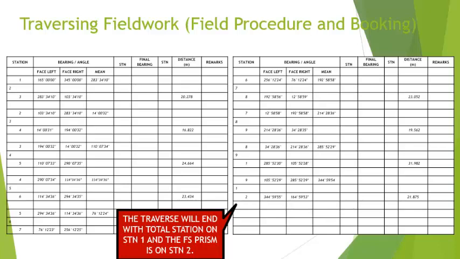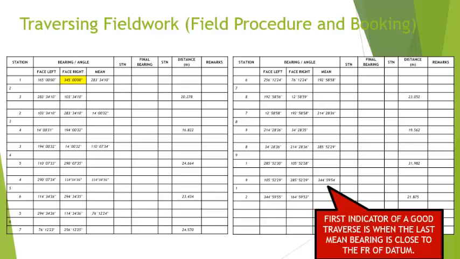Once the mean bearing is calculated, the indicator of a good traverse can be seen through the comparison between the face right of datum and the last mean bearing. The closer the values, or the smaller the difference of bearings, the better the sign of a good or acceptable traverse, at least by its angular measurement.